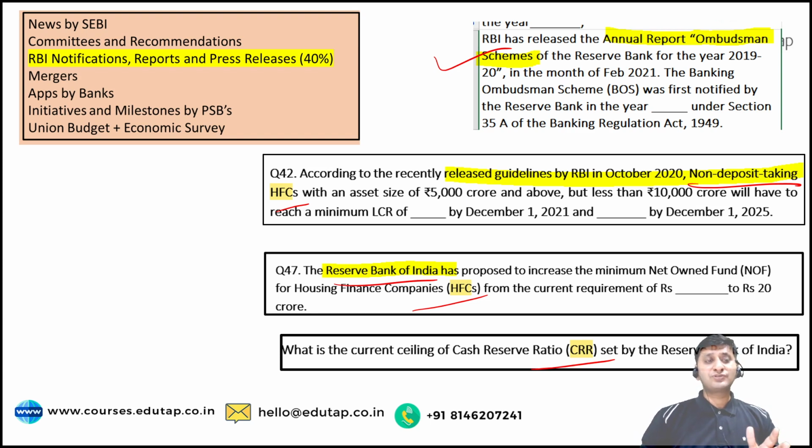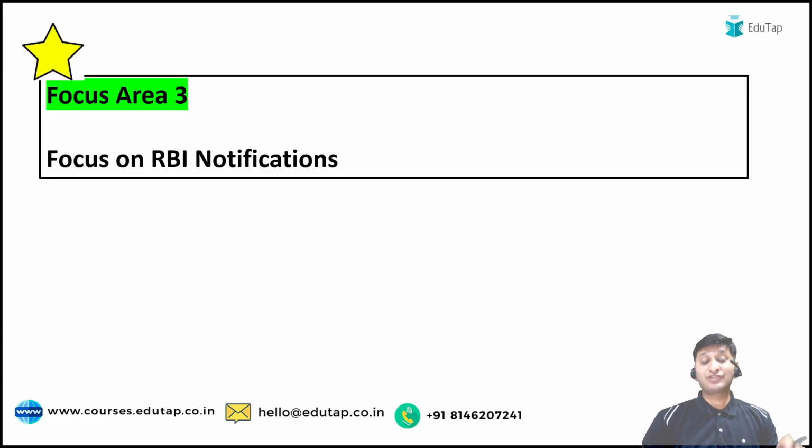So all these questions are basically related to RBI press releases or RBI notifications or RBI reports. So hence they become really, really important for you. 40% would here generally mean around 10 marks in your paper would be worth RBI notification. So focus area 3 is, which is generally not done by the candidates.